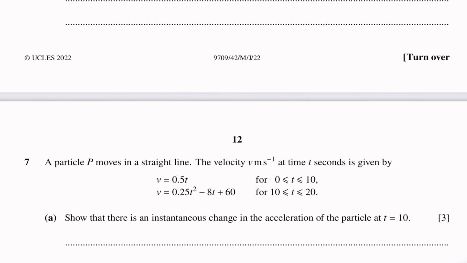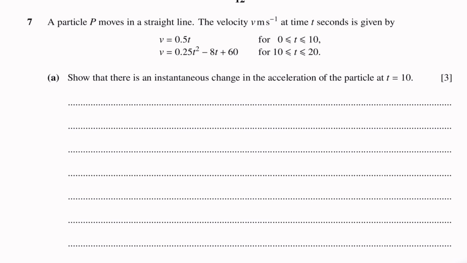Okay. Question number 7 talks about a particle moving in a straight line with a velocity at time t seconds given by, and we've got equations for velocity in terms of time. We can see there are 4 different time intervals. It says show that there is an instantaneous change in acceleration at time t equals 10. So an instantaneous change in acceleration at time equals 10.